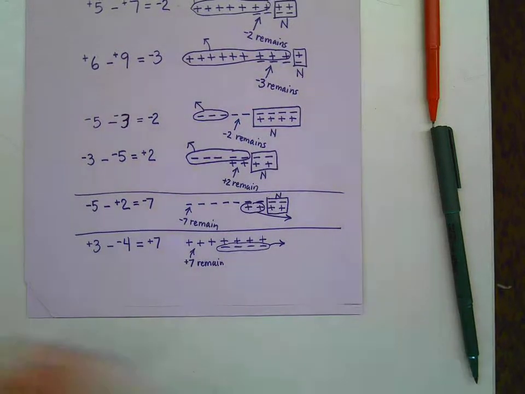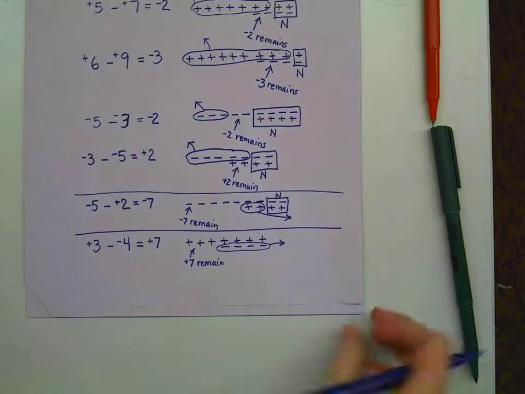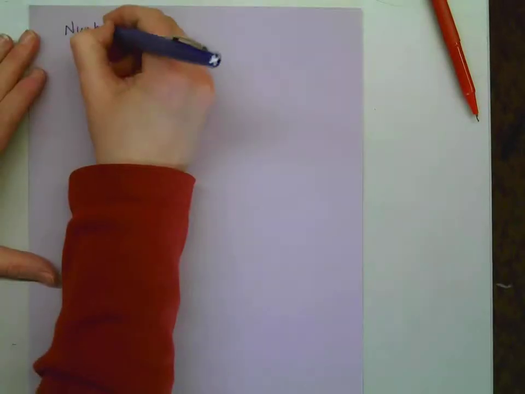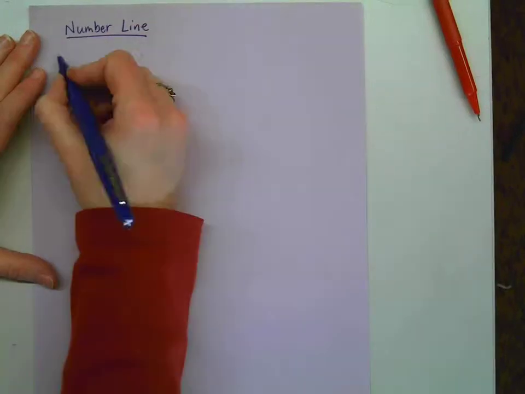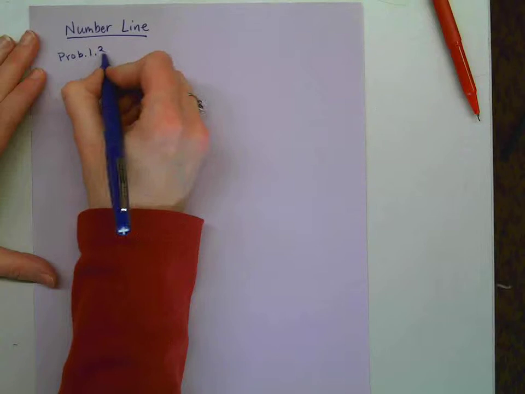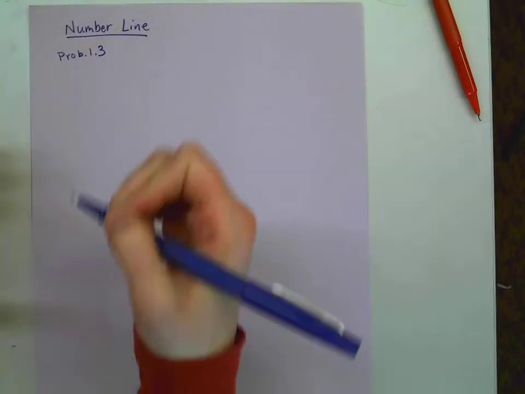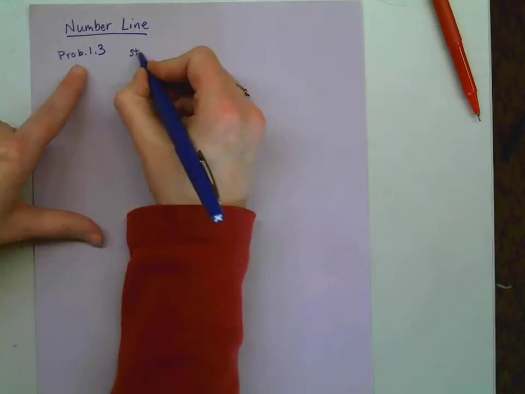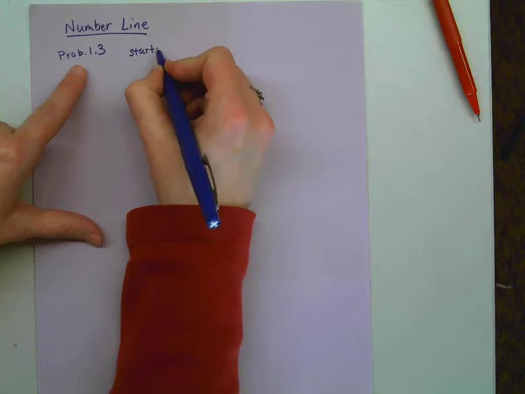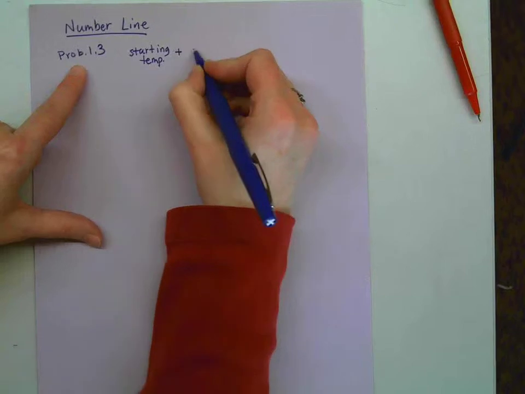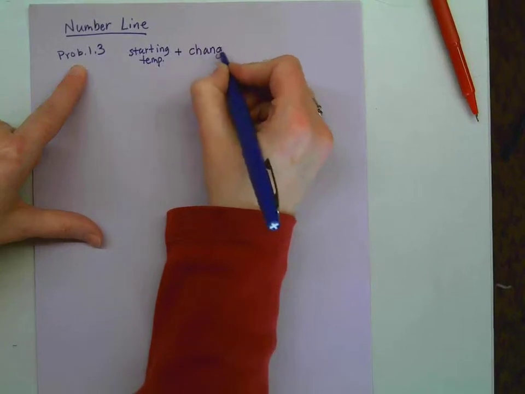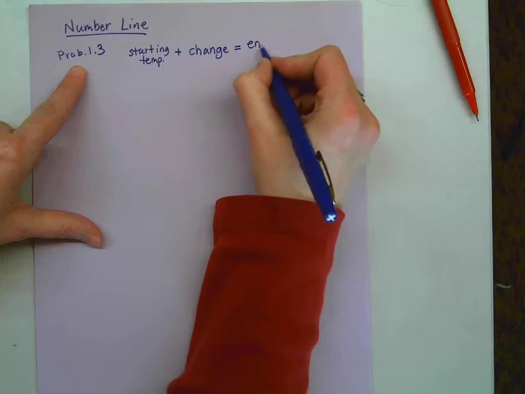The next model that I wanted to show was the number line model. On the number line model, we need to review back to problem 1.3, in which I had the students look at, and they were to write on their paper, the starting temperature plus the change equals the ending temperature.